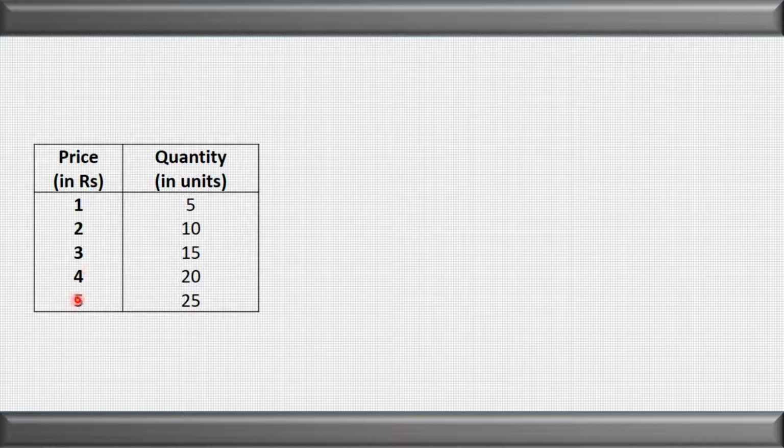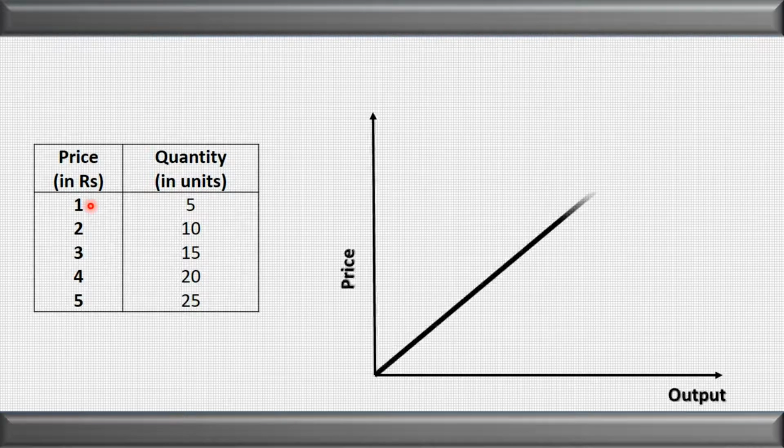So in this schedule we can see what is supply. It means making the goods available at different prices. When the price is 1, the goods available is 5. When the price is 2, goods available is 10. So what is supply? It means the quantity of the commodities made available by the firm at different prices. Graphically we can see it is always upward sloping, because in this schedule there is a positive relationship between price and supply. So when the price increases, supply increases, and vice versa.